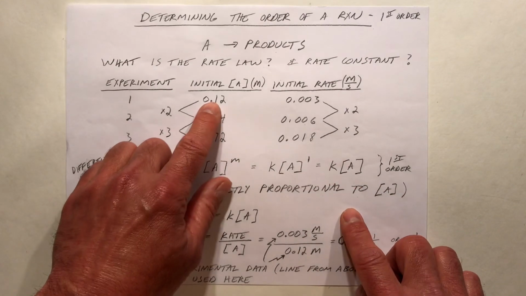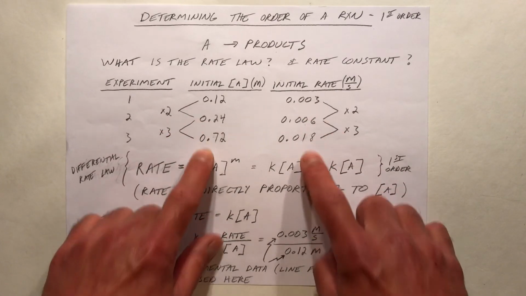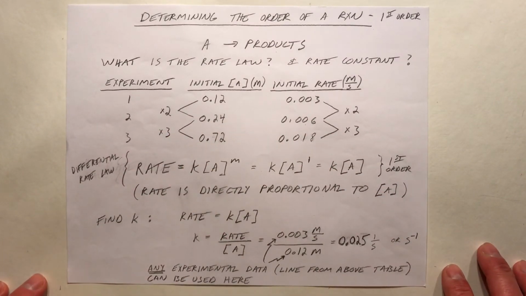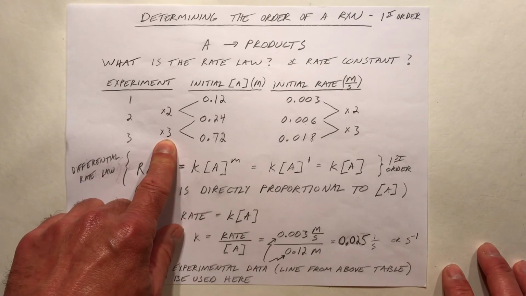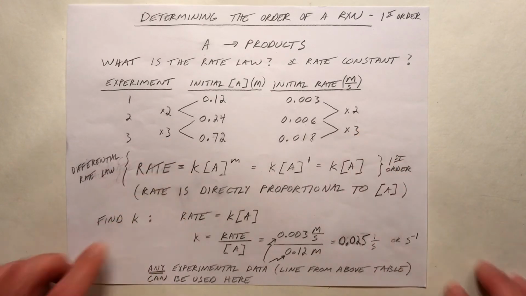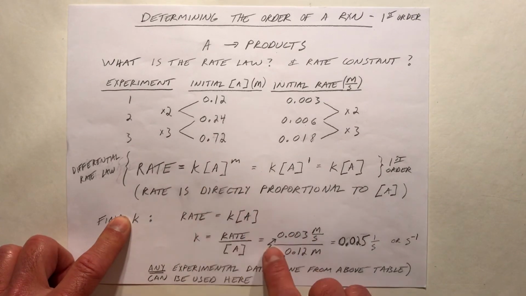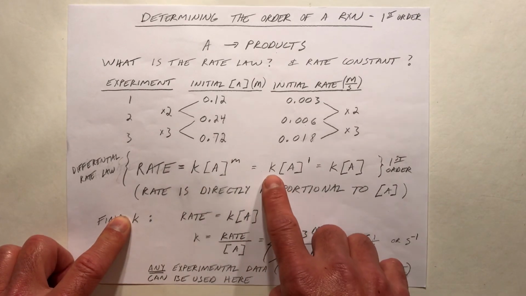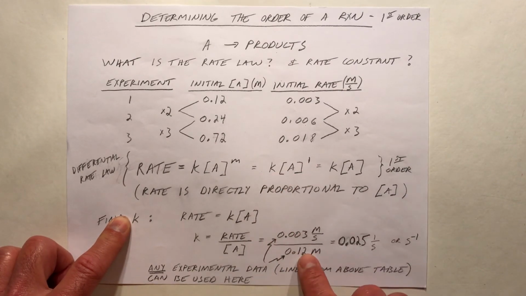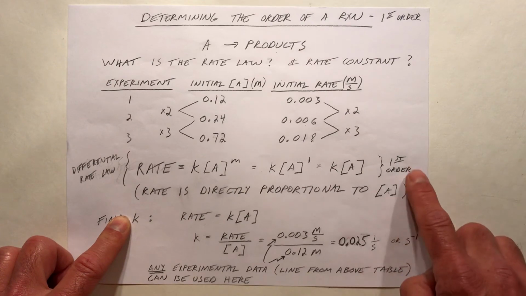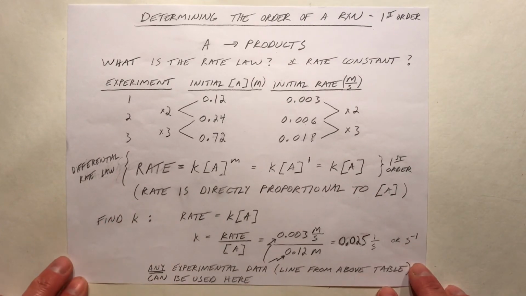So notice that when we double the concentration, the rate doubled. When we triple the concentration, the rate tripled. That's a one-to-one relationship between the change in the concentration and the change in the rate. So we can say that the rate law would be expressed as K times the concentration of A to the first power, or just K times the concentration of A. That's a first order rate law with respect to A.